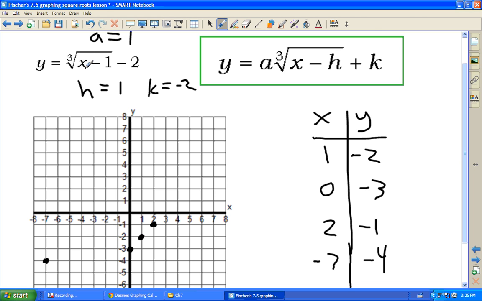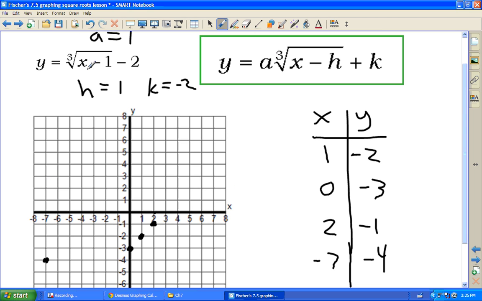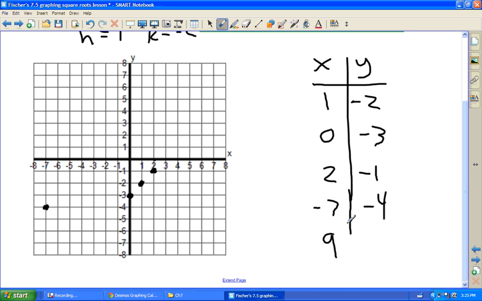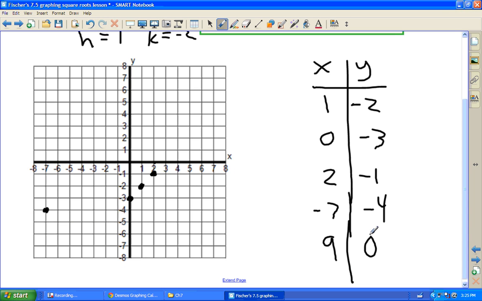If I want a positive 8 under that radical, since there's a -1, I've got to get an x value of 9, because 9 minus 1 will be 8 under the radical. So let's try an x value of 9. 9 minus 1 is 8 under the radical. Cube root of 8 is 2. 2 minus 2 is 0. So when x is 9, the y value is 0, and that would be right about here, just off my grid. Now I have enough points to know what my graph looks like.